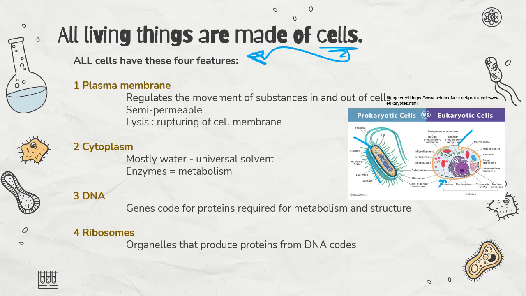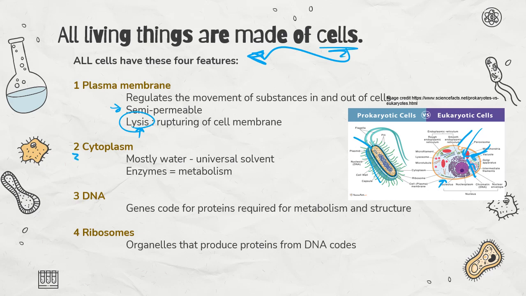It's going to regulate the movement of substances in and out of the cells. Semi-permeable, which means that some things can move in and out, and some things are blocked from getting across that plasma membrane. Lysis is the rupturing of the cell membrane. So sometimes if too much stuff is getting into the cell, the whole cell can explode, and that's known as lysis. We don't want that to happen.